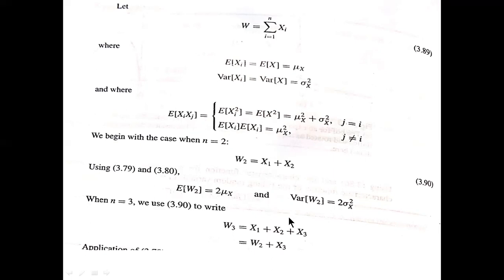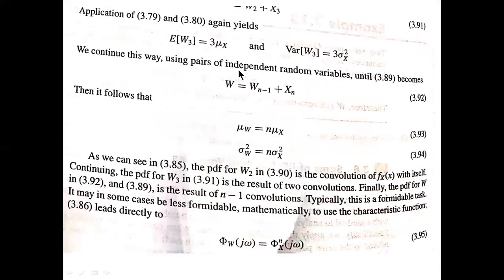Similarly, when n is equal to 3, we can write w3 is equal to x1 plus x2 plus x3, and that is equal to w2 plus x3. This x1 plus x2 is w2, and then you have x3. Again, the expectation of this is equal to the expectation of w2 plus the expectation of x3. We have already found the first to be equal to 2 mu x. Expectation of x3 is the same as expectation of x, that is mu x itself. So that will become 3 mu x. Similarly, variance for w3 will just become 3 sigma x square.